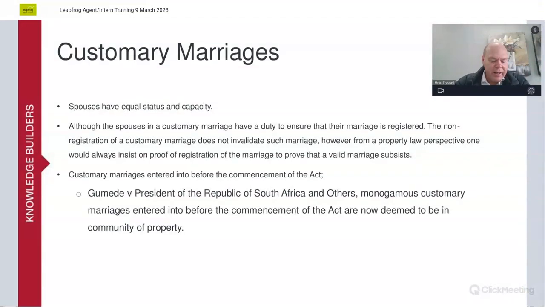So in Gumede versus the President of the Republic of South Africa and others, monogamous customary marriages entered into before the commencement of the Act are now deemed to be in community of property. So before the commencement of the Recognition of Customary Marriages Act, before this Act came into operation, the courts decided that all those parties that were married according to customary marriages are in community of property. That is it in terms of the laws of South Africa. So those rules and regulations will apply to them, with regards to buying and selling property, etc.